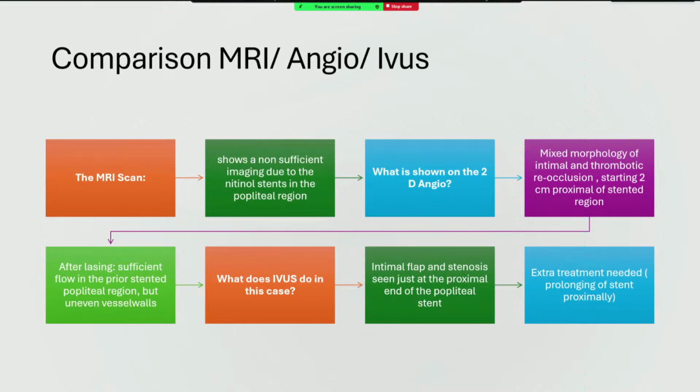After lasing, I had sufficient flow in the prior stented popliteal region, but very uneven vessel walls, so there was still material left. So I had to do another laser run. And what does IVUS do in this case? I could see the intimal flap, which I hadn't seen beforehand. So I prolonged the stent.